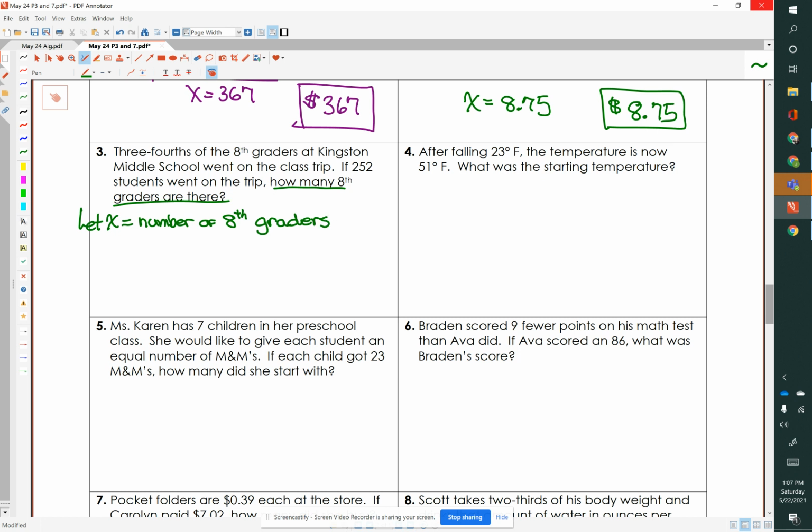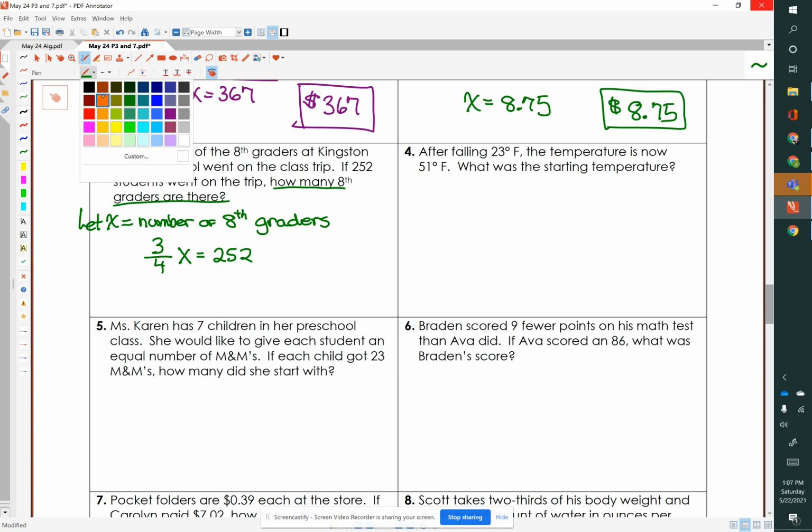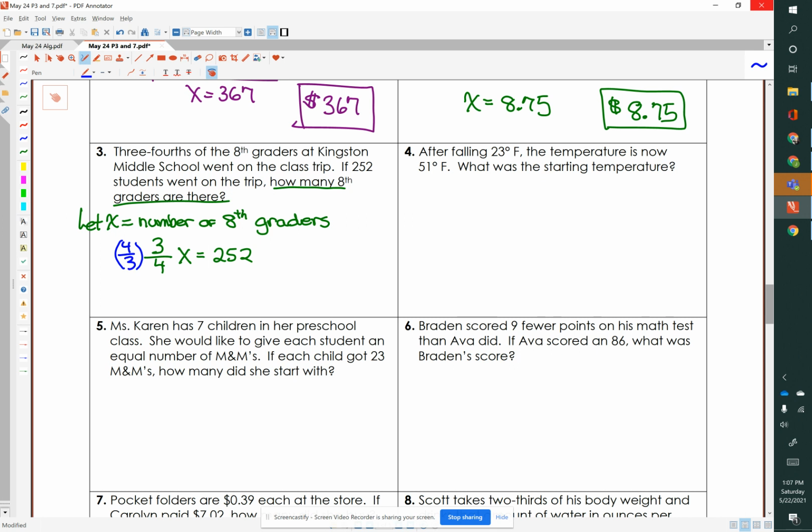So let's set up the problem. We're going to say 3/4 of the 8th graders equals 252. So 3/4 of x equals 252. Now, in order to solve this, we can multiply by the inverse. That's one way to do it, which would be 4/3. But whatever we do to one side, we need to do to the other.